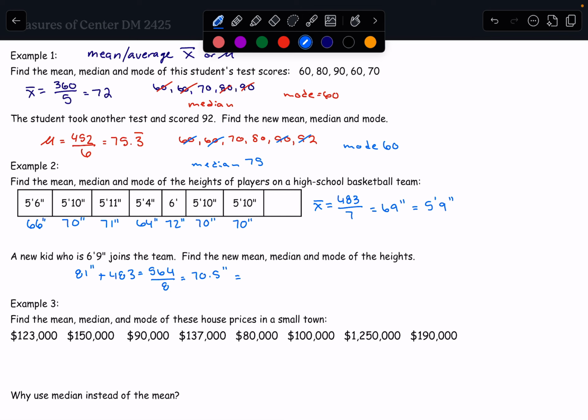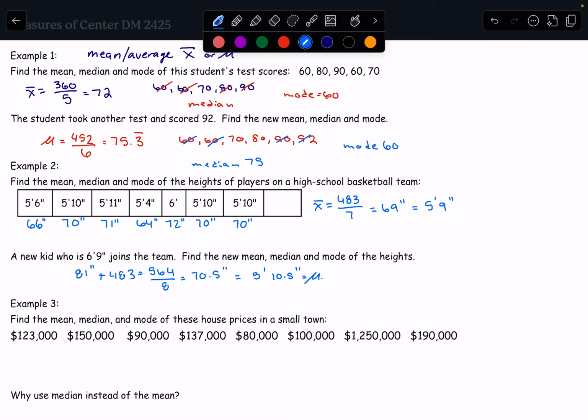which is the same thing as 5 feet and 10 and a half inches tall. So that would be my new average with that new player, which makes sense. The new player is taller than the rest of the players, and that's going to pull my average up. So it went up 1.5 inches just from one player, but he was quite a bit taller than everybody else, right?